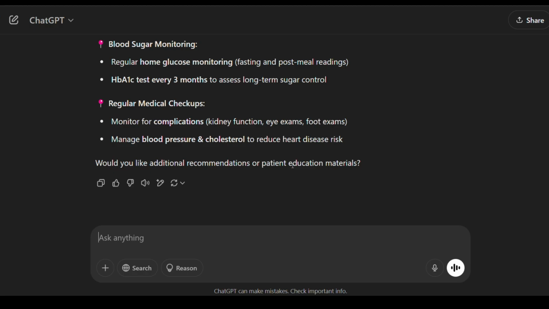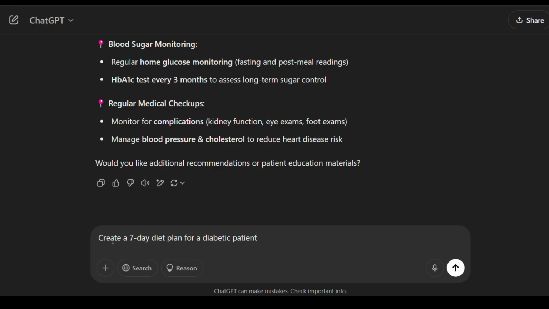The fourth thing we are going to talk about is personalized health content. Generative AI can create tailored health and wellness content for patients. For example, it can generate diet plans, exercise routines, or mental health tips based on individuals' medical history and preferences.